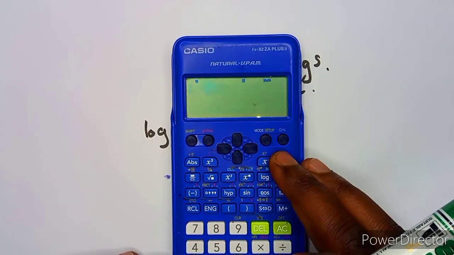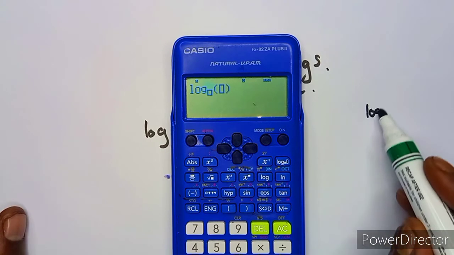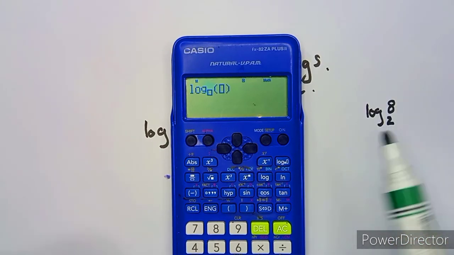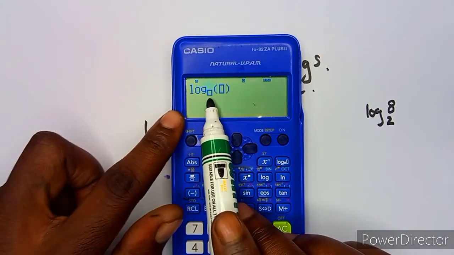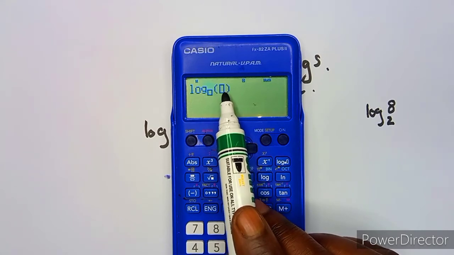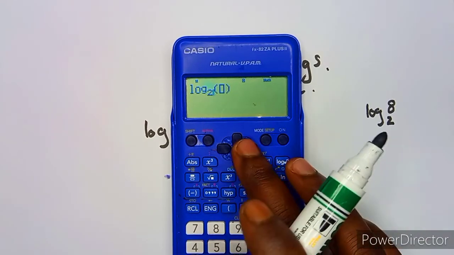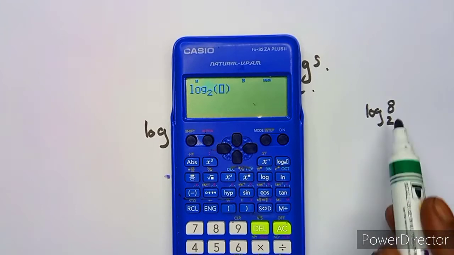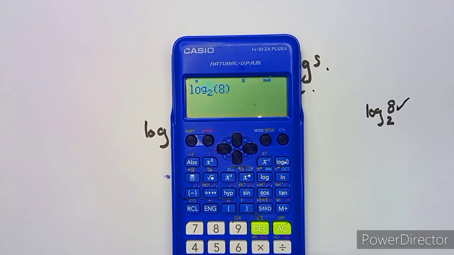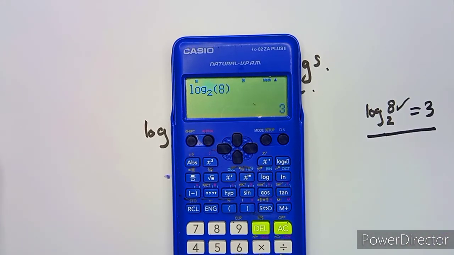Take note, we have got log 8 in base 2. This part which is indicating here is the base, and this is the number where you put 8. So this part is base 2, then you move aside to this part where there is 8. Then equal to, that is the answer, which is 3.